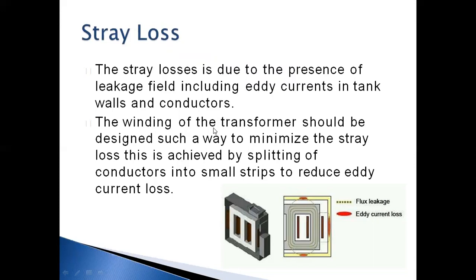So the winding of the transformer should be designed in such a way as to minimize the stray loss, and that is achieved by splitting the conductors into small strips to reduce the eddy current loss. So we have to split the conductor into small strips in order to reduce the eddy current loss, or say the stray loss.